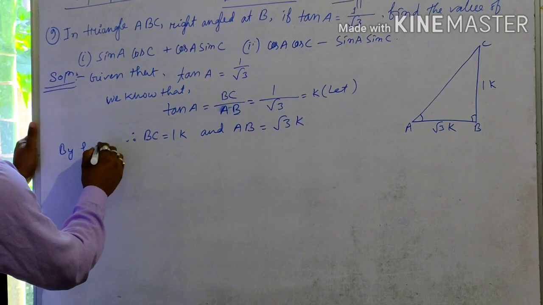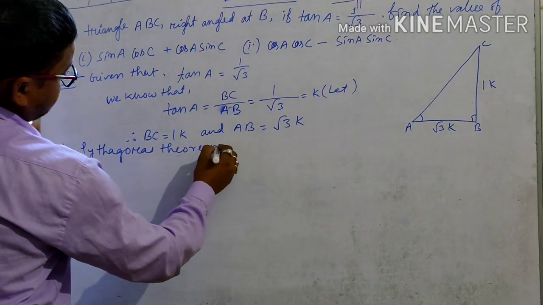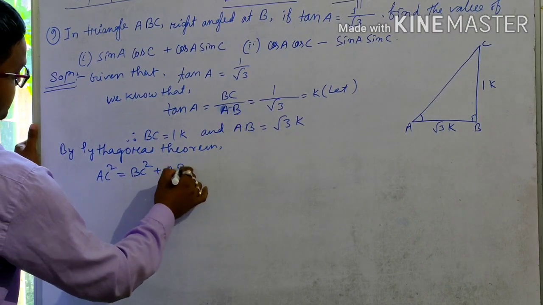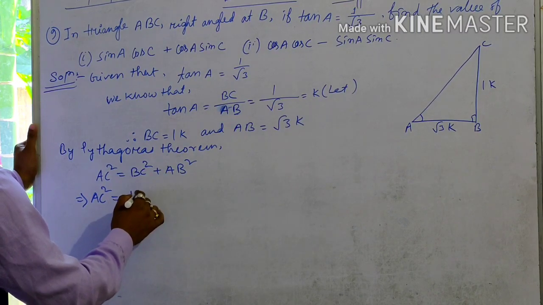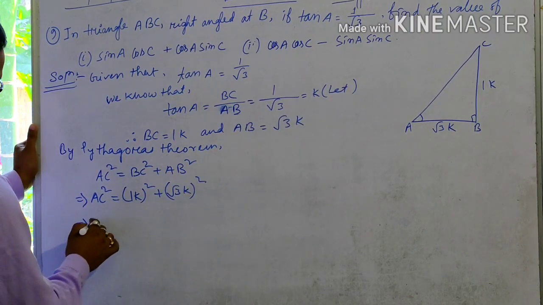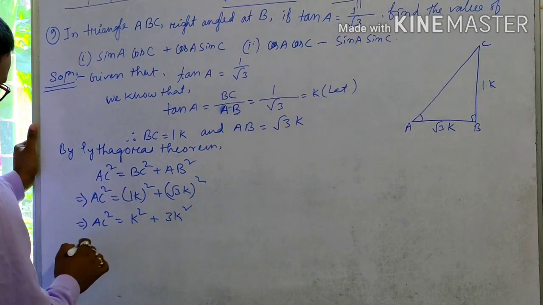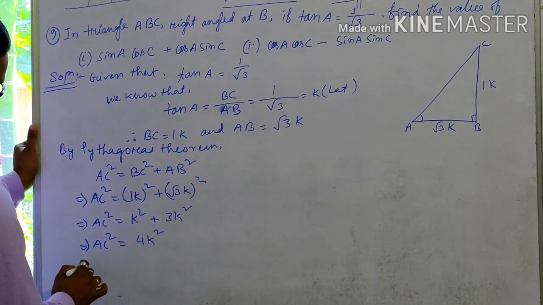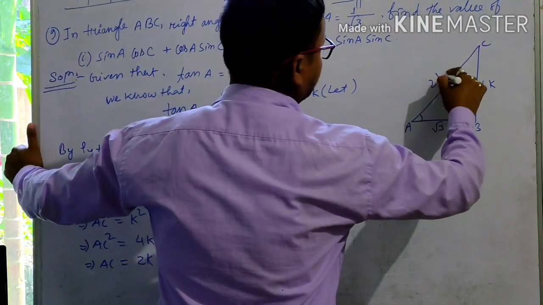By Pythagoras theorem you will get AC square equal to BC square plus AB square. So you have to find AC square. BC is equal to 1K whole square, and this is root 3 K whole square. So finally you will get AC square equal to K square plus 3K square, so 1K and 3K means 4K square. So finally here you will get AC equal to 2K.